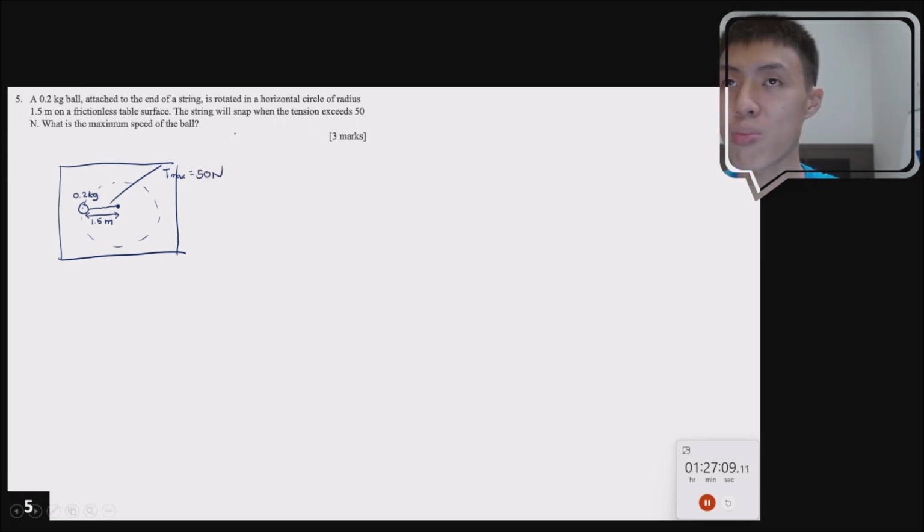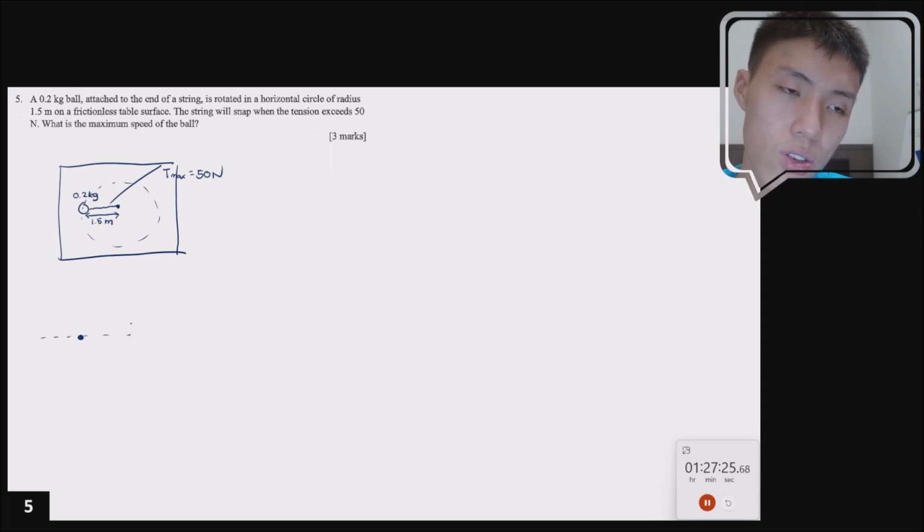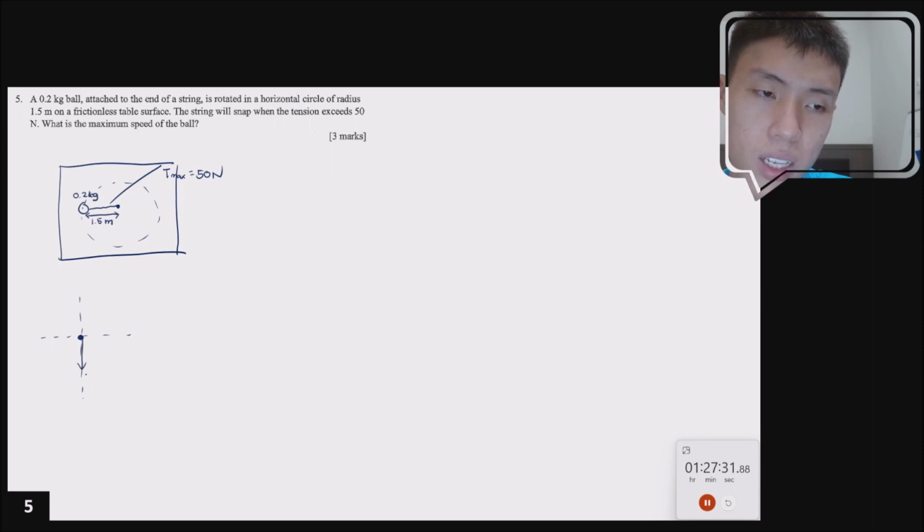This is chapter 5, circular motion. You know that for circular motion, you have to sketch a free body diagram for the object moving in circular motion. The object moving in circular motion is the ball. So let's draw a free body diagram. Your ball has mass, therefore it has weight. Your ball is attached to a string and the string is pulling it to the right, so that's tension.